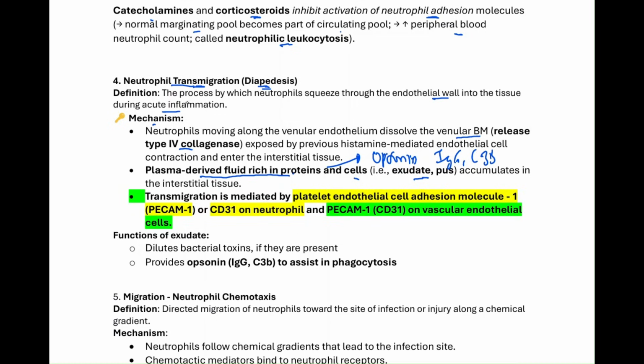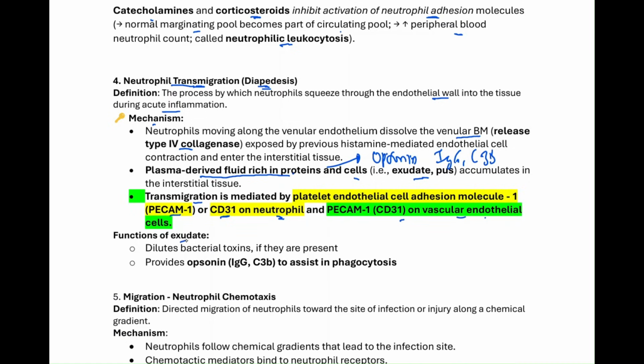And then what mediates this transmigration? This transmigration is mediated by platelet endothelial cell adhesion molecule 1, which is PECAM-1. That's what's going to be present on the neutrophil, and that's also what's present on the endothelial cell. And the CD marker for that is CD31. So CD31 for both of them.